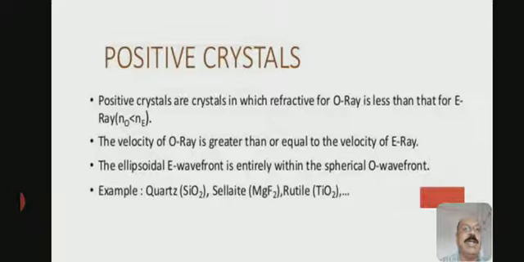Then positive crystals. Positive crystals are crystals in which the refractive index for the ordinary ray is less than the refractive index of the extraordinary ray. The velocity of the ordinary ray is greater than or equal to the velocity of the extraordinary ray. The ellipsoidal E wavefront is essentially within the spherical O wavefront. For example, quartz, selenite, rutile are examples of positive crystals.